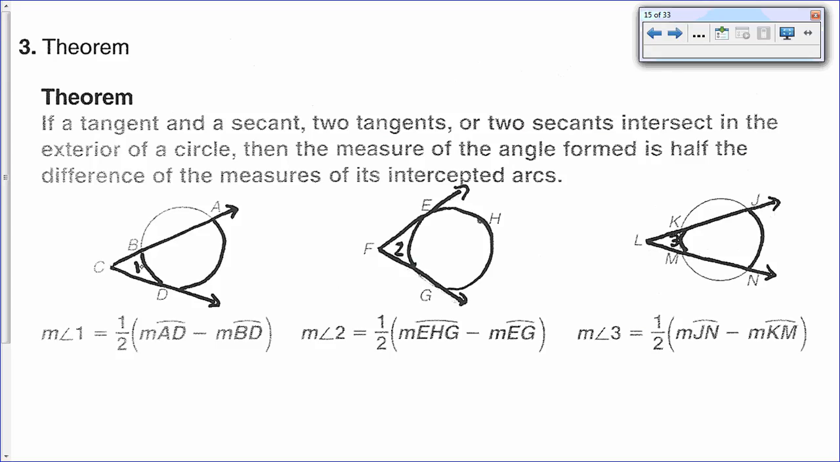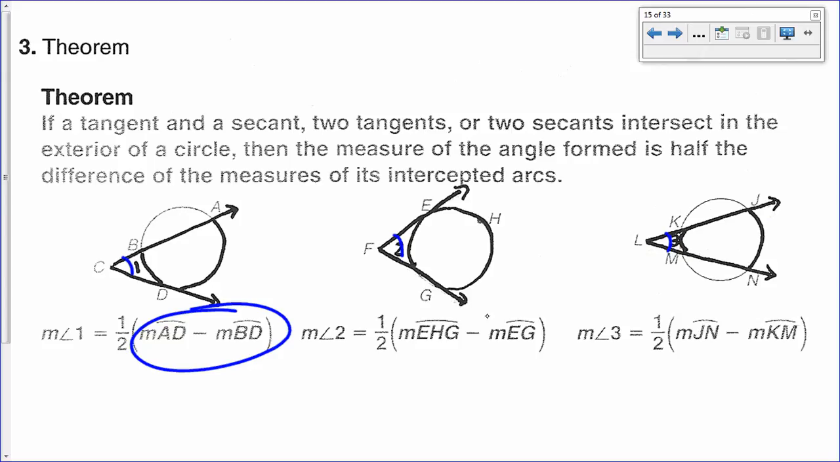Then you have an angle outside the circle. See how all these angles are outside of the circle? This one's formed by a secant and a tangent, this one by a tangent and a tangent, and this one by a secant and a secant. It doesn't matter what it's formed by. If the angle is outside the circle, it's the same formula.